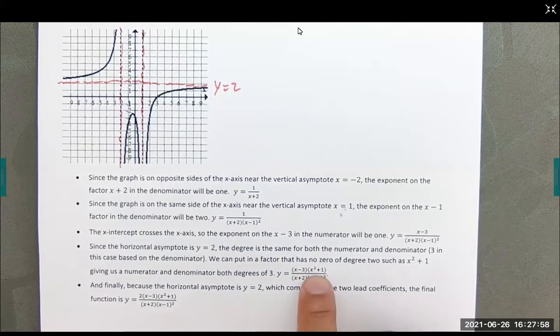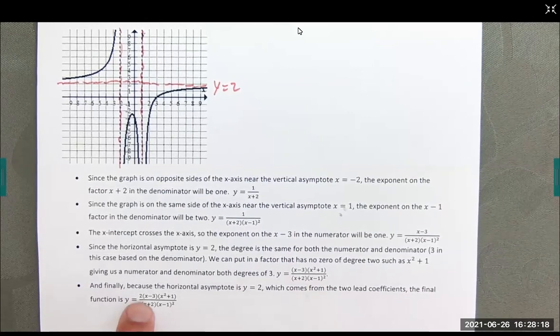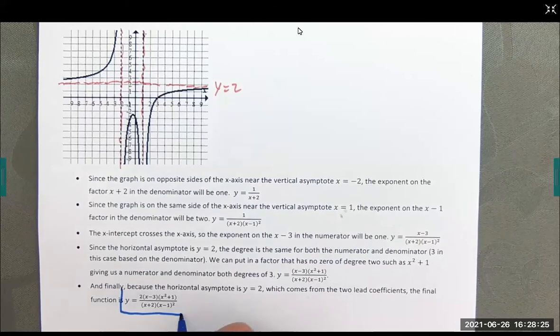So in the numerator, we have to put a term that will not equal 0, any term. So x squared plus 1 will never equal 0. And look, it makes it degree 3 in the top, and in the bottom, it's 1, 2, 3. So now the degrees are the same. Now, because y equals 2 is the horizontal asymptote, we need to put the 2 there. So this ends up being a potential equation for this graph.